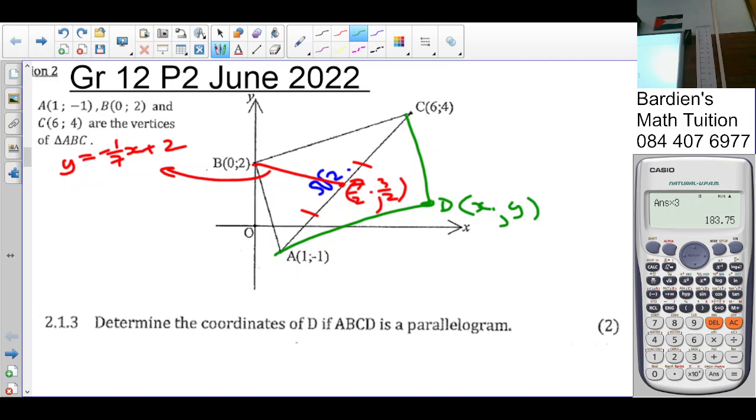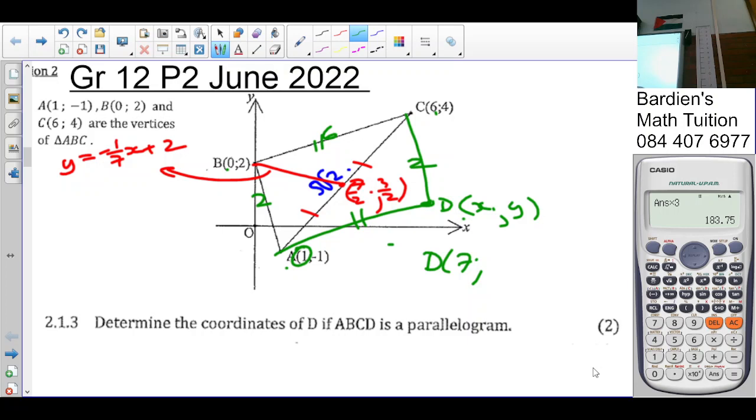So in a parallelogram, we know that opposite sides are equal in length. So if I move from B to C, I'm affecting my x value. So you can then say from 0 to 6 is 6 units. I'm moving 6 units over. Then from A to D, I must also move 6 units. So 1 plus 6 is 7.